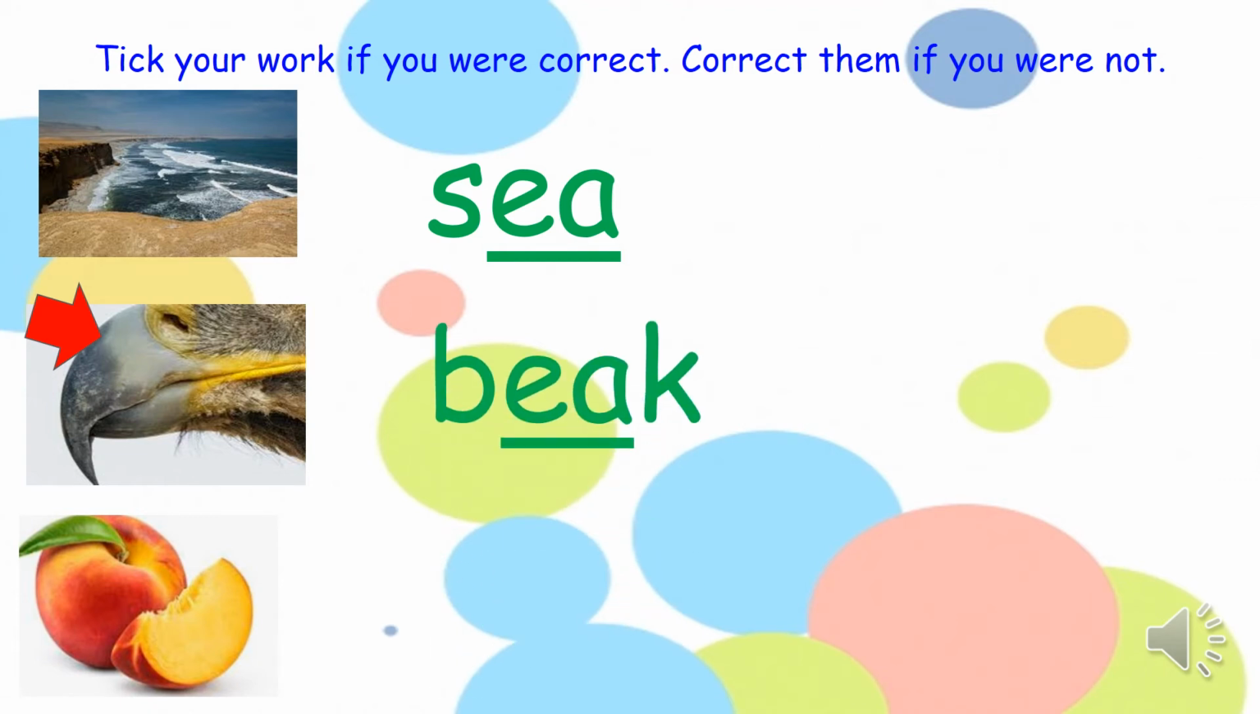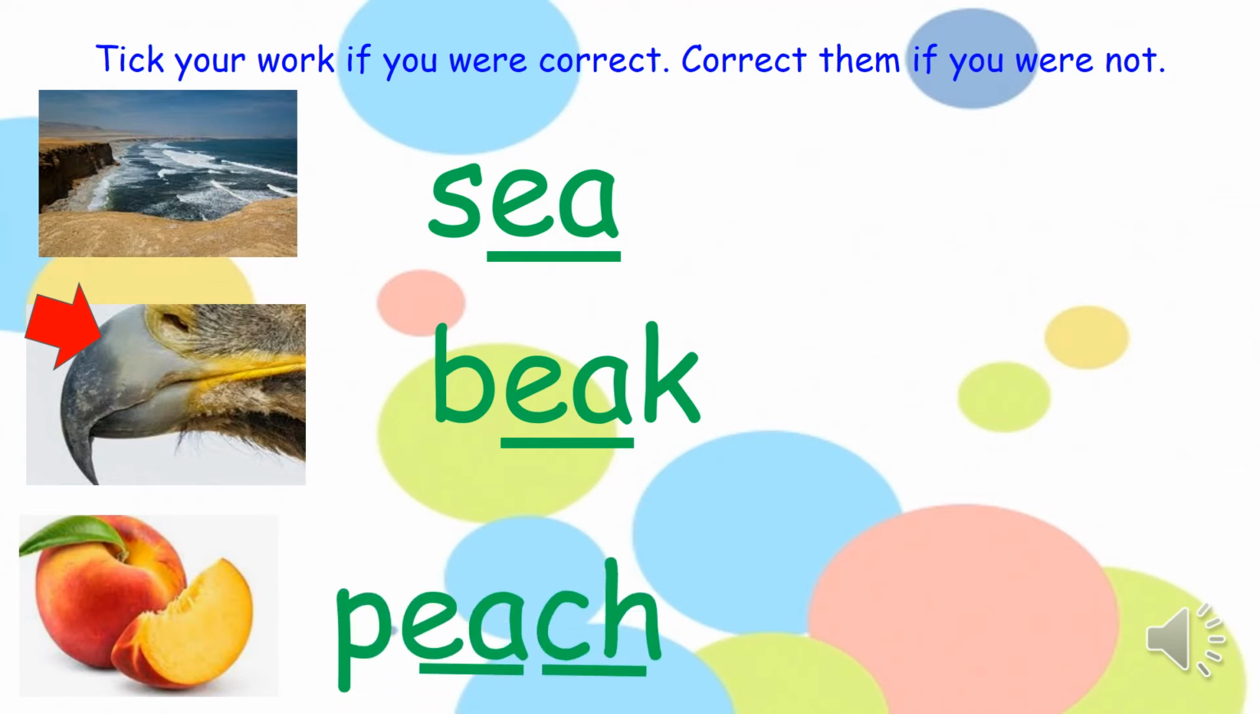Fantastic. And our last word, we have the word peach. How many sounds are in the word peach? Well done again. We have three sounds. Let's say the word peach. And let's pinch our sounds. P, E, ch, peach. There we go. Give yourselves a tick if you got that correct. And if you didn't, pause the video here and you can write the words correctly.